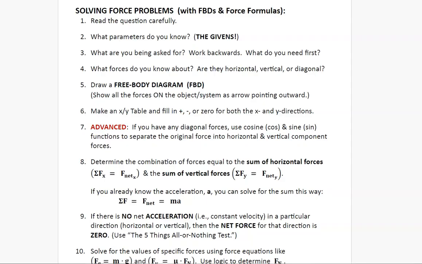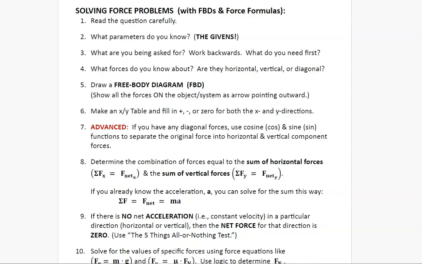All right, number 4, what forces do you know about? Are they horizontal, vertical, or diagonal? Now, in this course, we're not going to throw diagonal forces at you. It'll be either horizontal or vertical. But if you were taking a more advanced course, you would have to take a diagonal force and break it up into two forces, a horizontal force and a vertical force that add up to that diagonal force.